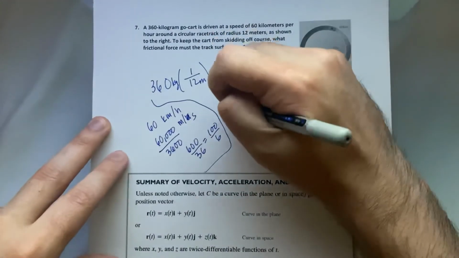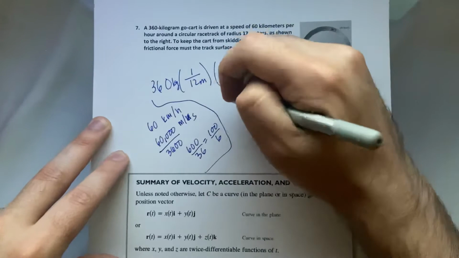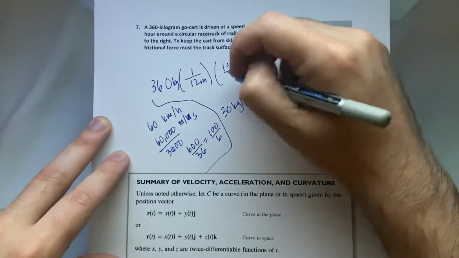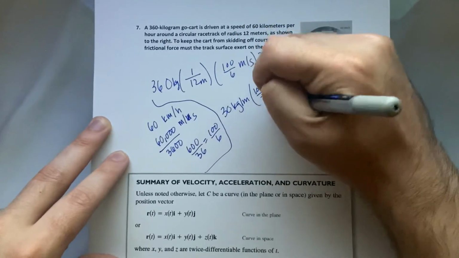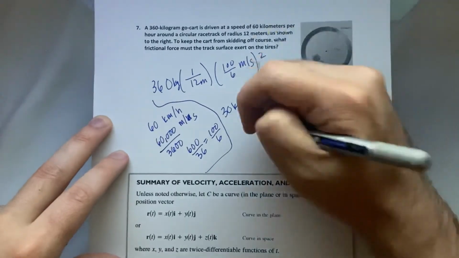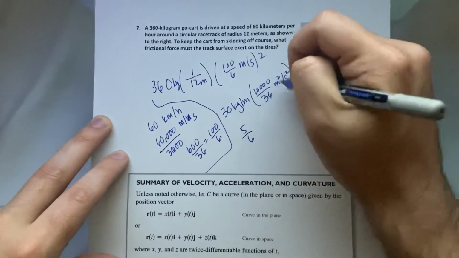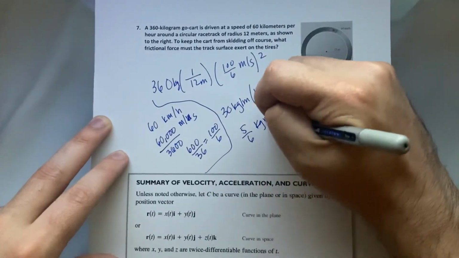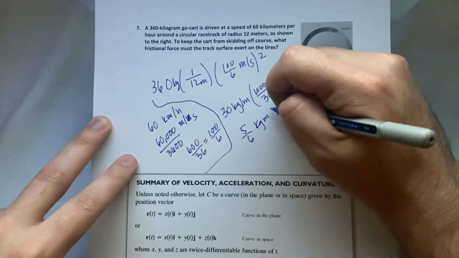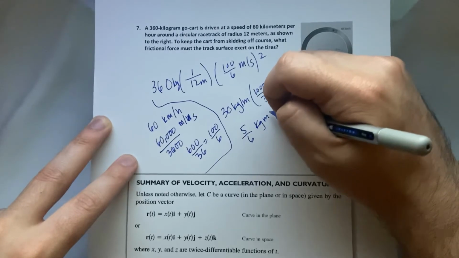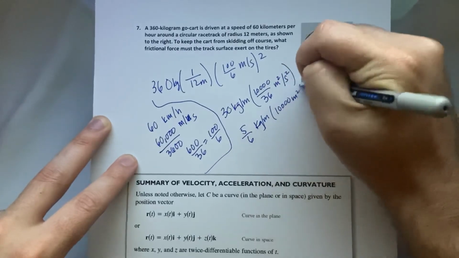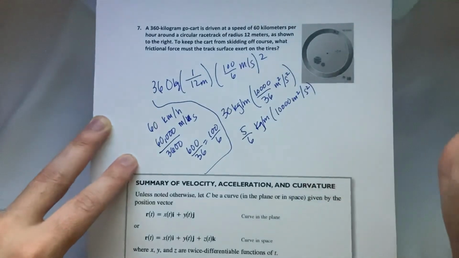So this is 100 over 6 meters per second, and that needs to be squared. So I'm going to do something. 360 divided by 12 is 30. So we have 30 kilograms per meter times, when I square this, I get 10,000 over 36 meters squared per second squared. 30 divided by 36 is 5/6. One of the meters cancels. Actually, I'm just going to leave kilogram per meter, and we have 10,000 meters squared per second squared. So one of the meters is going to cancel.